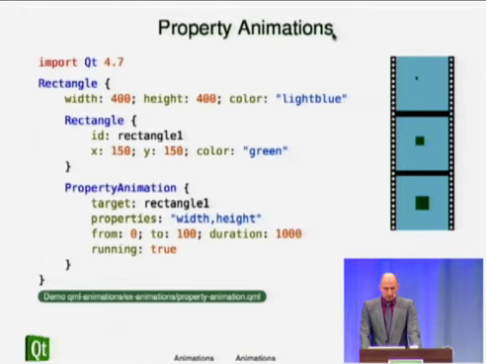Okay. There's another property there called running. This is the Boolean that tells you whether the animation is currently on or not. So this is how you enable and disable the animation. So let's look at the example there.